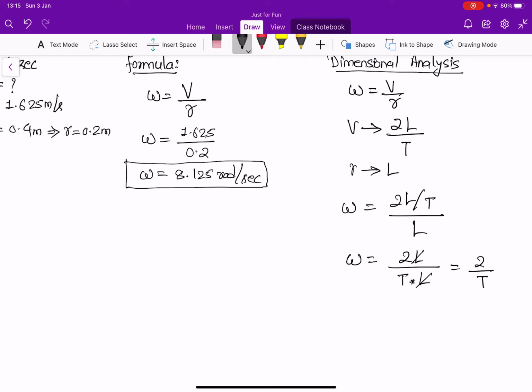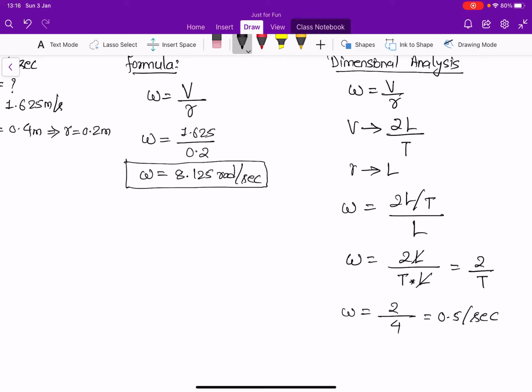If you look at the unit of this dimension analysis omega, which is angular velocity, you're gonna get that the unit is just per second. There isn't any radian, there is just per second. So there is an information, but it's not complete information. So let's calculate this first. If we have 2 and then we have 4, we're gonna get 0.5 per second.